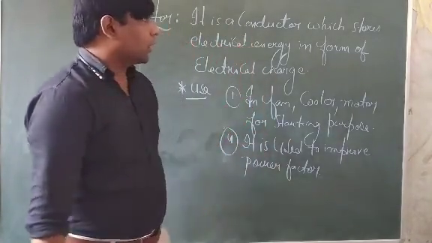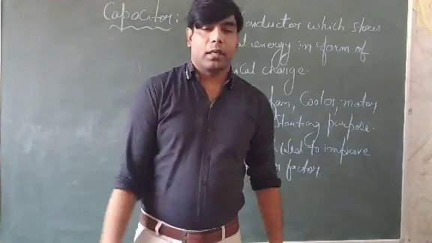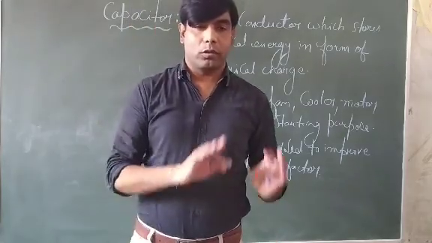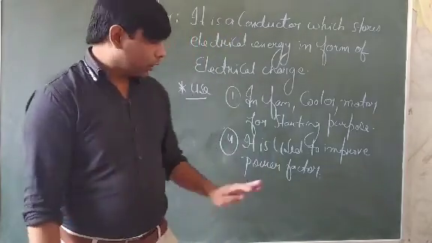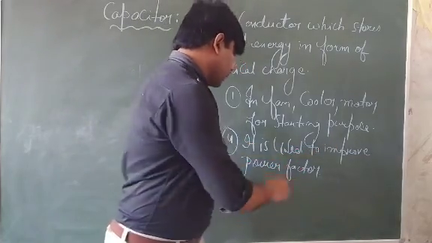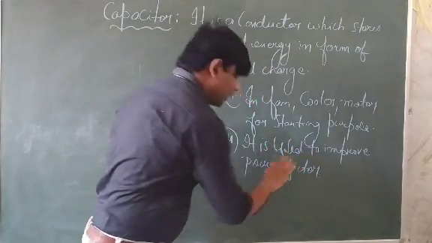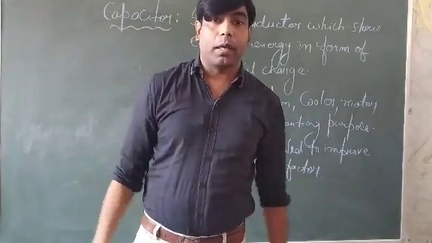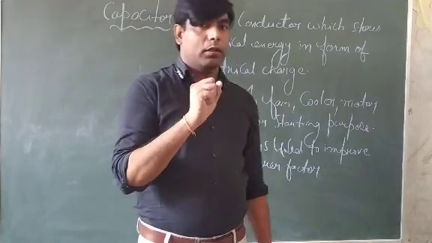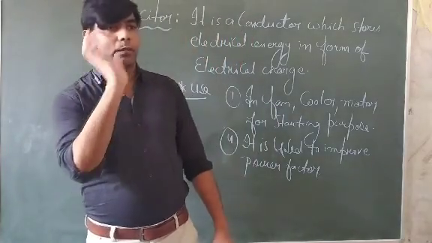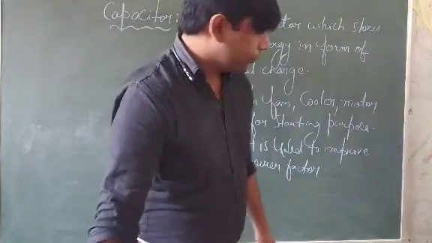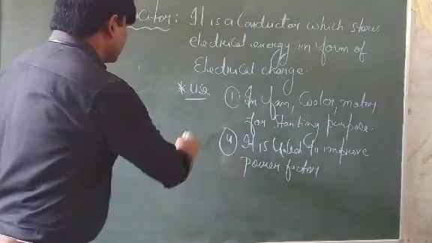That is, it is a conductor which can store electrical energy in the form of electrical charges, used in a fan, cooler or motor for starting purposes. In an electrical system, it is used to improve power factor, right? That is, it can supply magnetic energy. An inductor consumes electrical magnetic energy, and a capacitor can provide magnetic energy. That is called reactive power, right? So this is the capacitor.